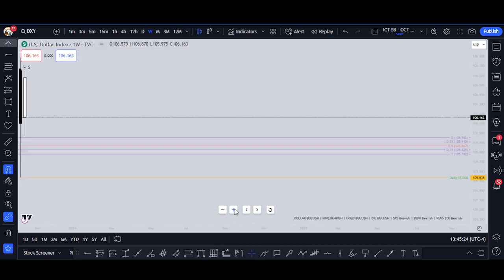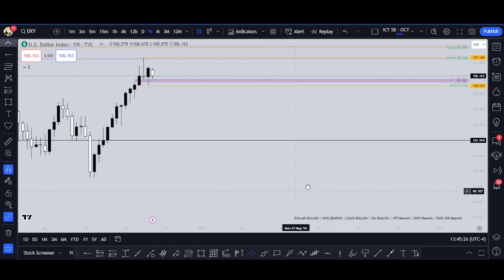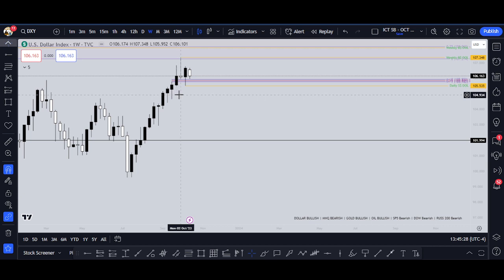Let me blow this up. We can see that this candle did sweep the high but closed below. So we would have been looking bearish for the following week, which this week did. It opened up and shot lower, rebalanced this weekly FVG, then pushed up.